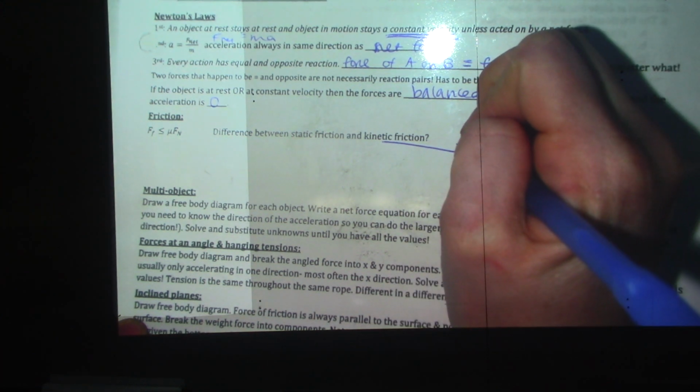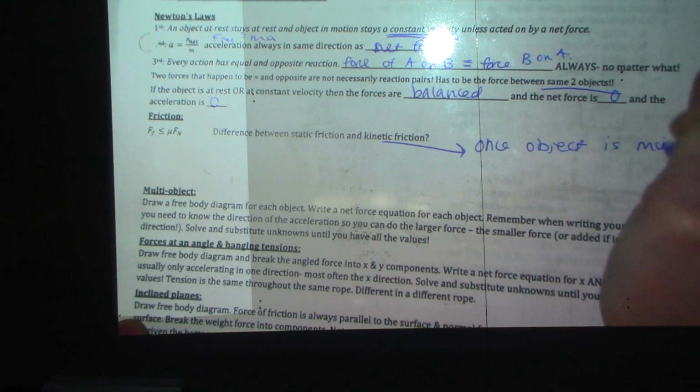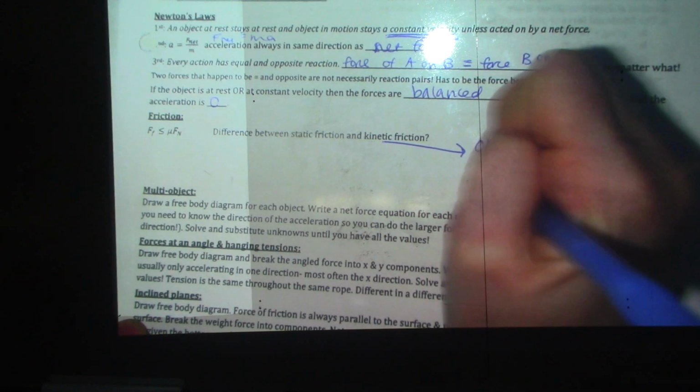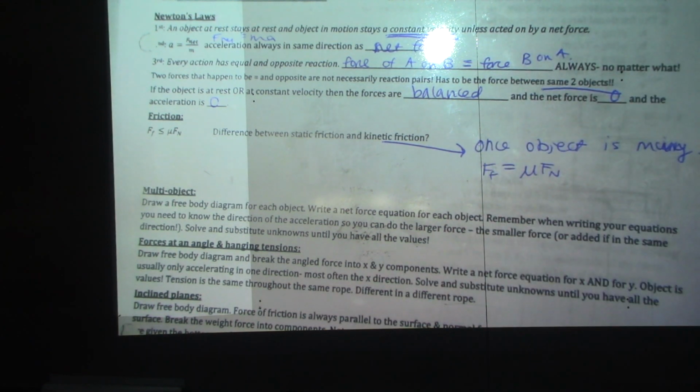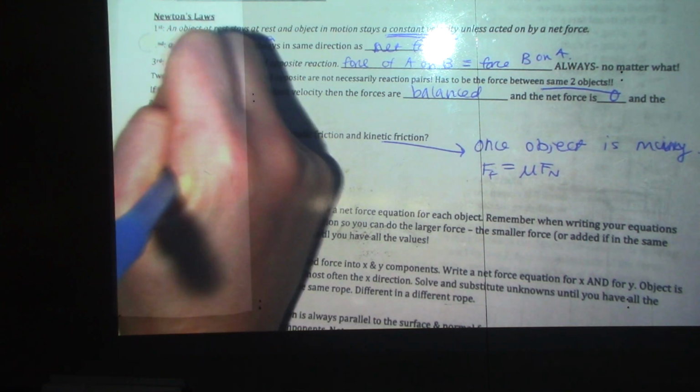When we're talking about force of friction, we have two types of friction. We've got static friction and kinetic friction. Kinetic friction is for if the object is moving, so once the object is in motion. If it's moving, then we're talking about kinetic friction, and this one is just straight equals mu Fn. That's why kinetic is the easier one. Once it's moving, that kinetic friction force is always going to be the kinetic friction coefficient times the normal force.